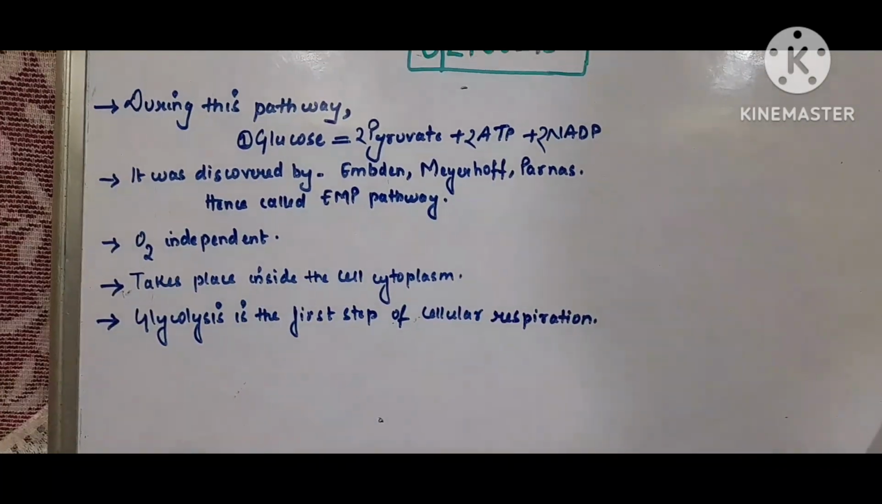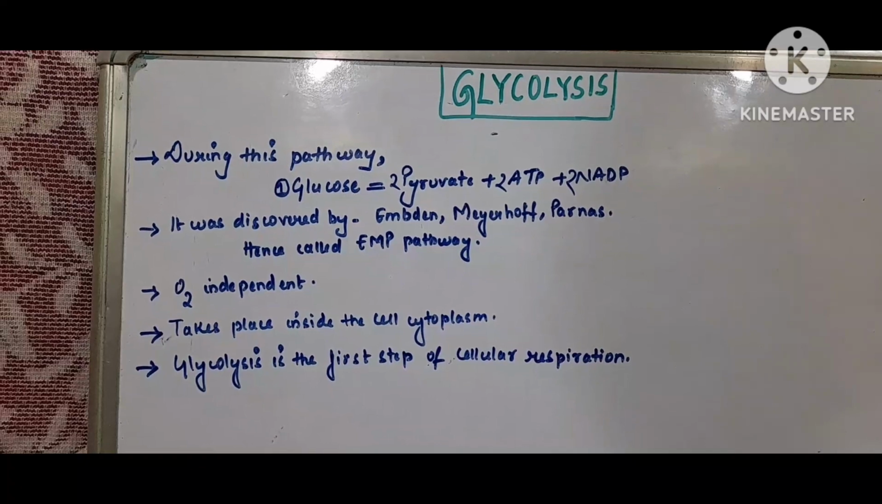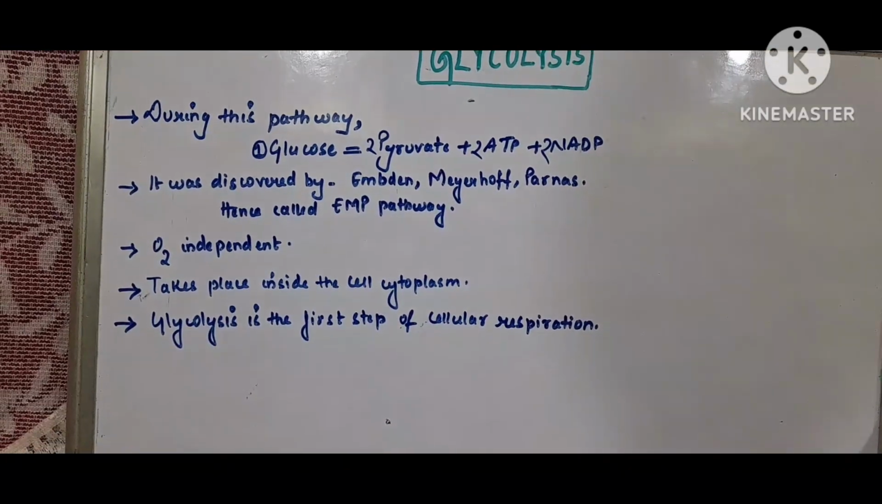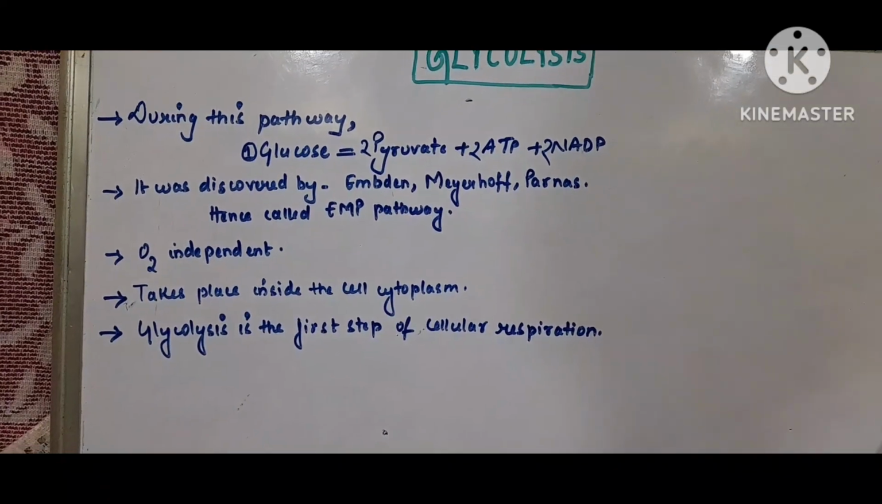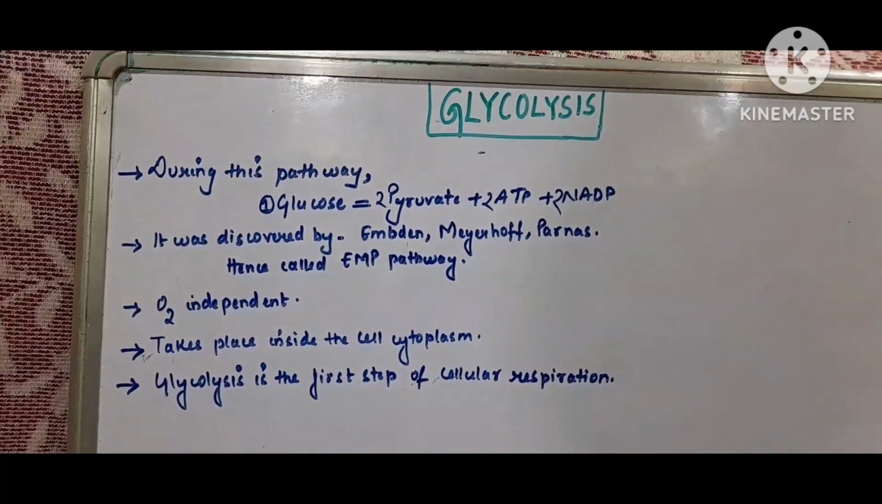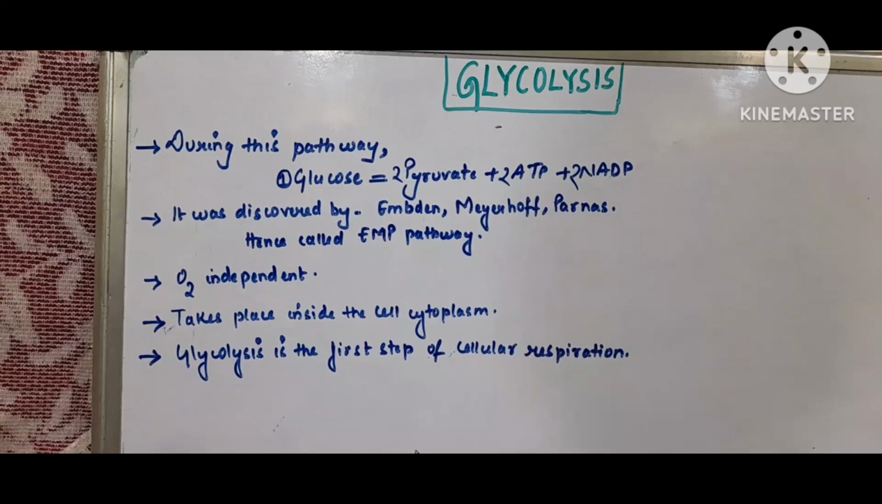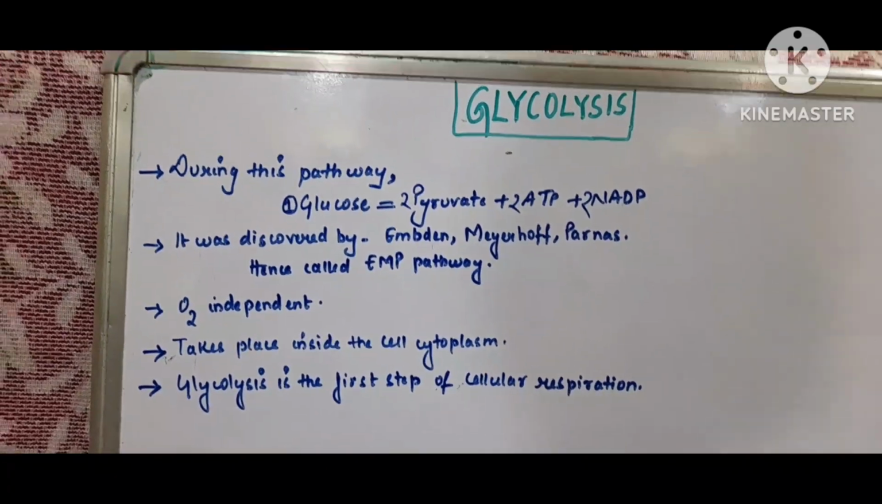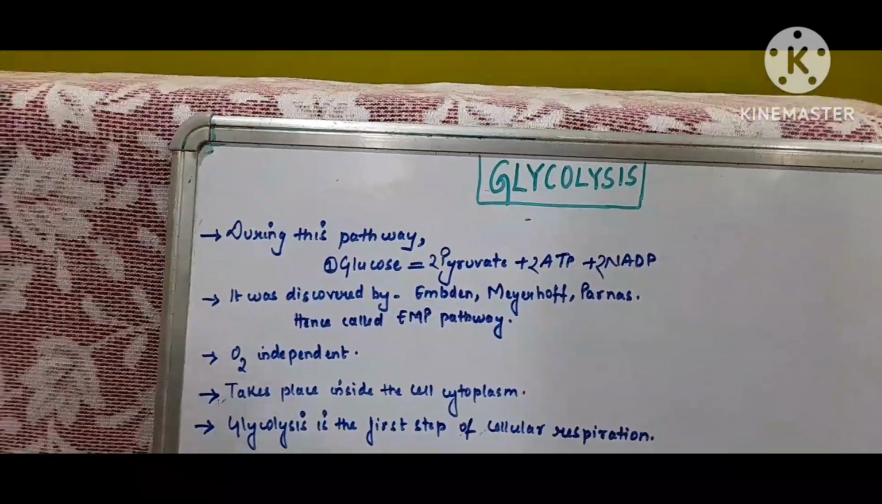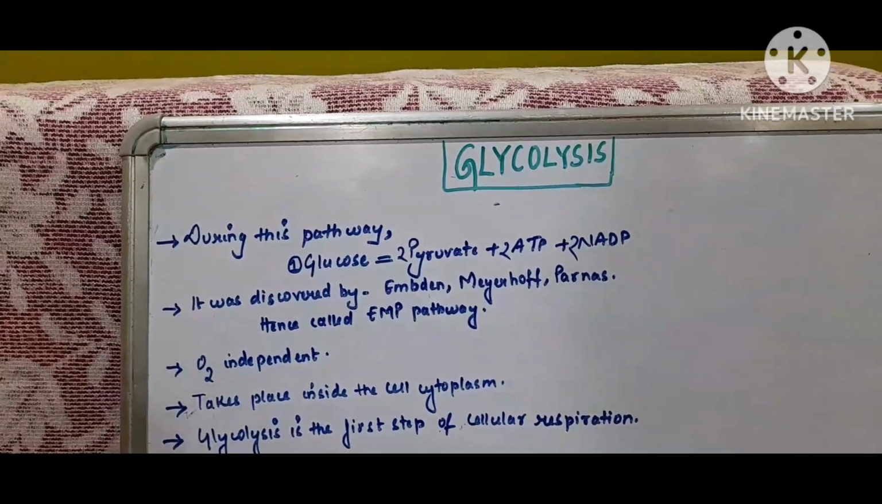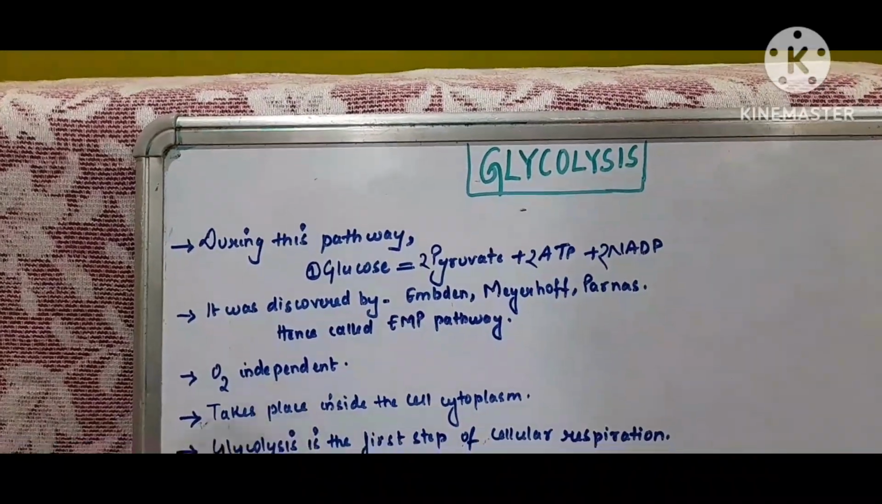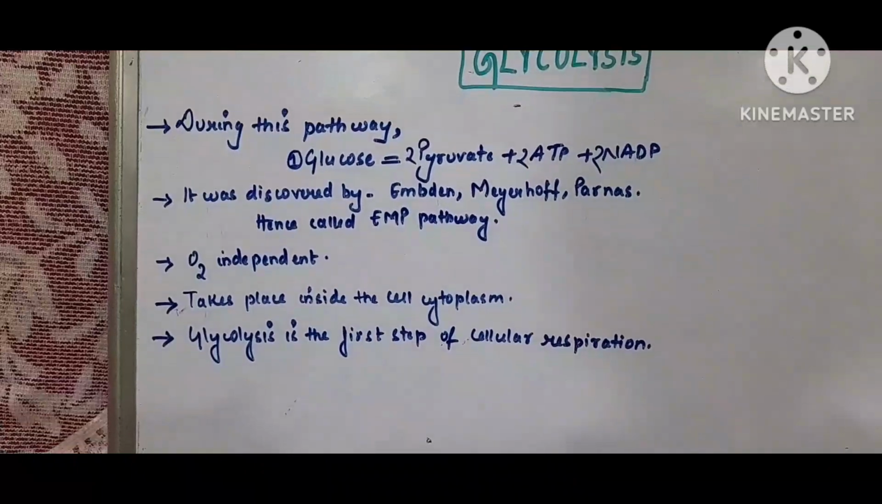Cell का जो cytoplasm है वहाँ पे glycolysis process is carried out. We can say that the glycolysis process is the first step of cellular respiration. Cellular respiration का first step है, जैसे कि final जो oxidative phosphorylation जो है वो final step है cellular respiration का, वैसे glycolysis क्या है? It is the first step of cellular respiration.